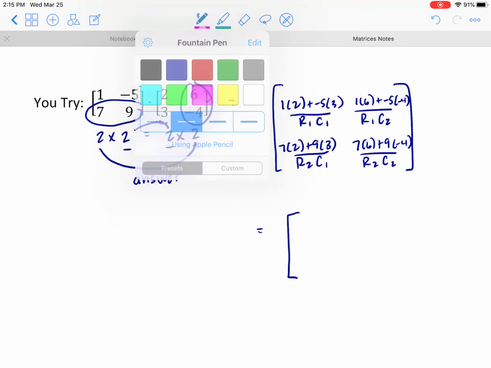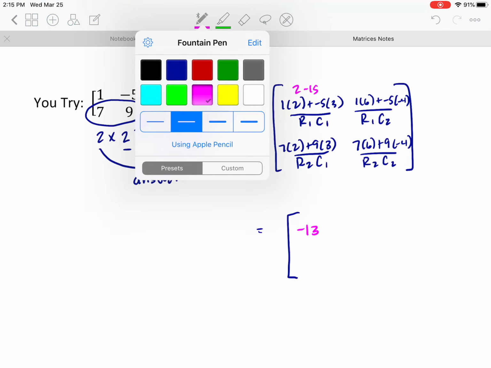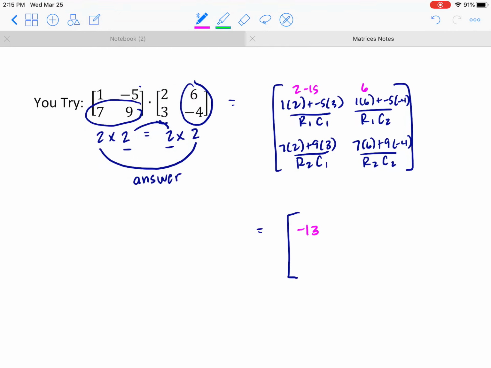And now I just need to do a little bit of basic math. So we have 2 and negative 15, which gives us a negative 13 in this entry. And then here we've got 6 and then a positive 20. So 26 for that entry. Okay, 2 and 7 makes 14 here. 9 and 3 is 27 here. 14 and 27 gives us 41 for that entry.